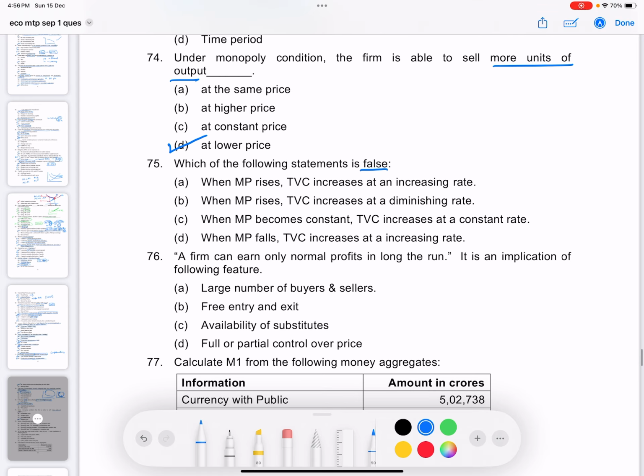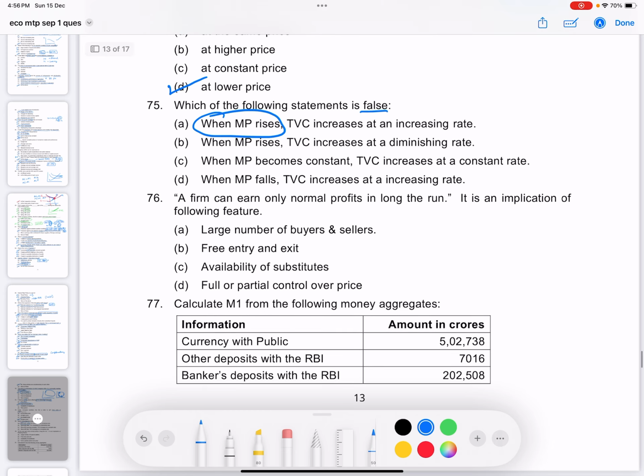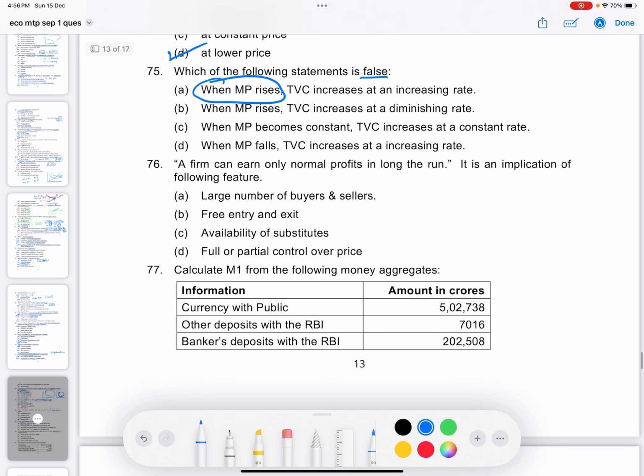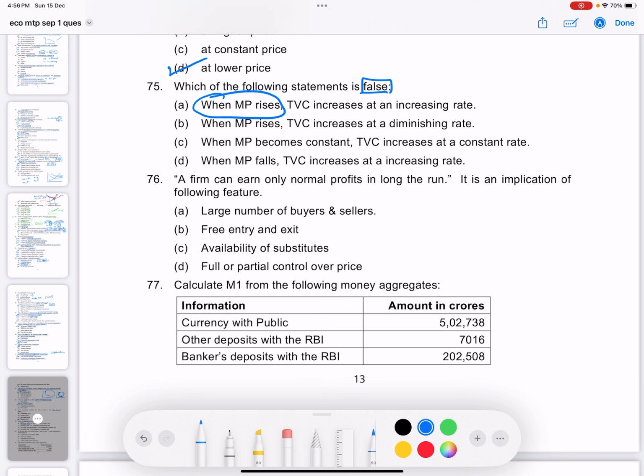False. Which of the following statement is false? When MP rises, total variable cost increases at an increasing rate. तो MP rise हो रहा है तो total variable cost को तो increase होना चाहिए decreasing rate पे। So yes, this is false की बात कर रहे थे, तो यही हो गया, क्योंकि when MP rises, TVC increases at a diminishing rate. When MP becomes constant, TVC increases at a constant rate. When MP falls, TVC increases at an increasing rate.